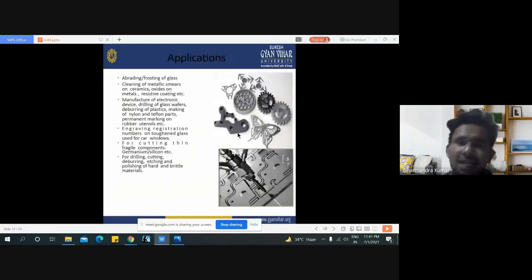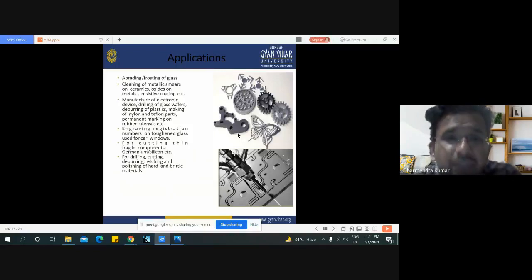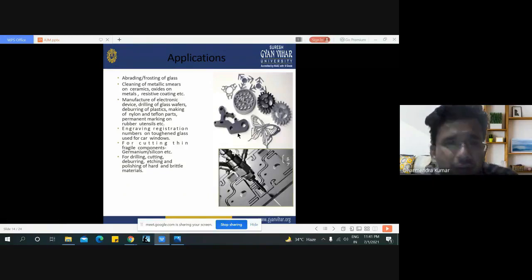Here are some applications of abrasive jet machining, like frosting of glass, cleaning of metallic smears on ceramic, oxides on metal or resistive coating, manufacturing of electronic device, manufacturing of small electronic devices, small components, drilling of glass wafers, deburring of plastic, making of nylon and Teflon parts, permanent marking on rubber utensils, etc.